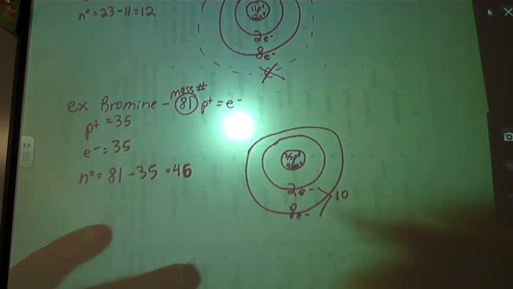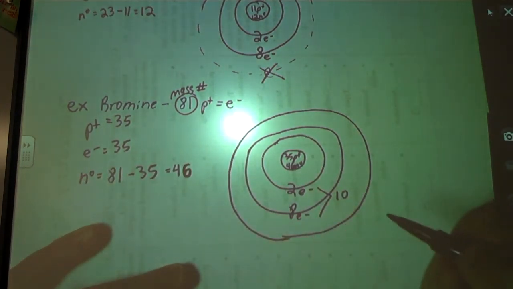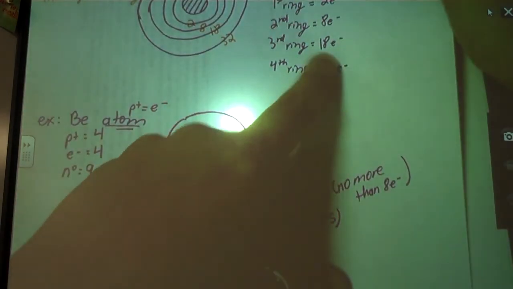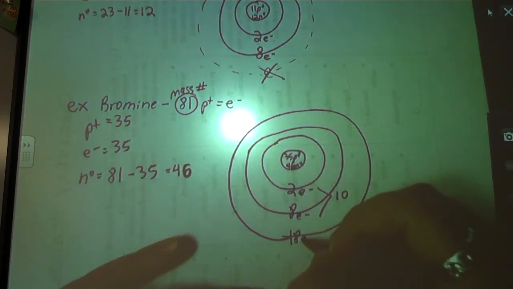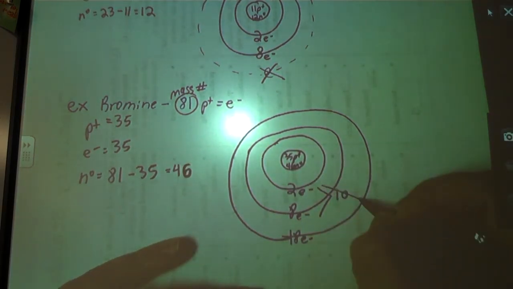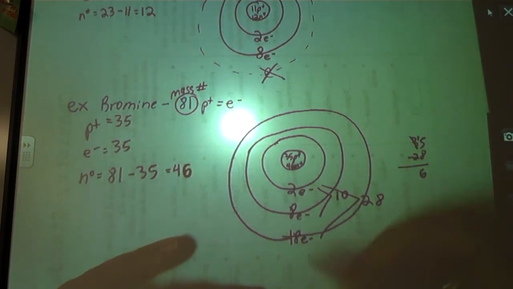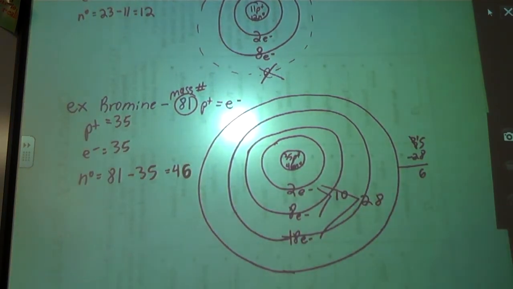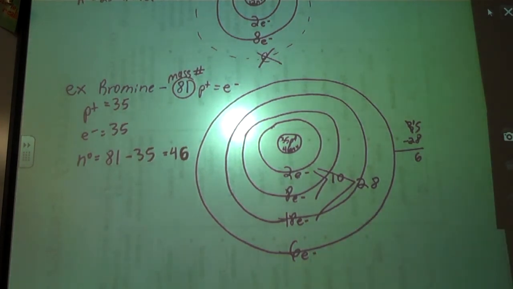That gives me a total of 10. Still going. Next ring can hold 18. If you remember, going back to our little diagram up front, 18 electrons on the third ring. 18 and 10 is not 35. So let's see, now we're up to 28. So let's see, 35 minus 28. All right, so we're going to finish up on that fourth ring. Fourth ring can hold a grand total of 32, but I don't have 32 electrons left to place. I only got 6. And there we have it.